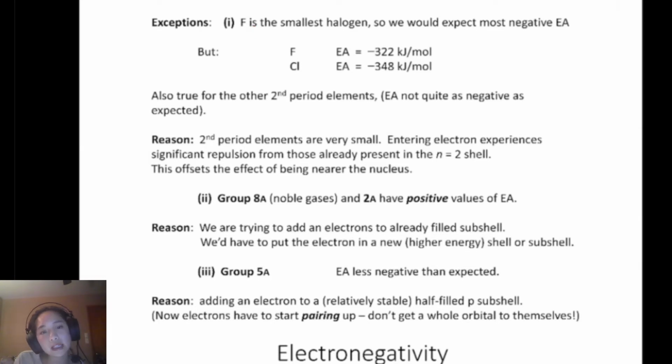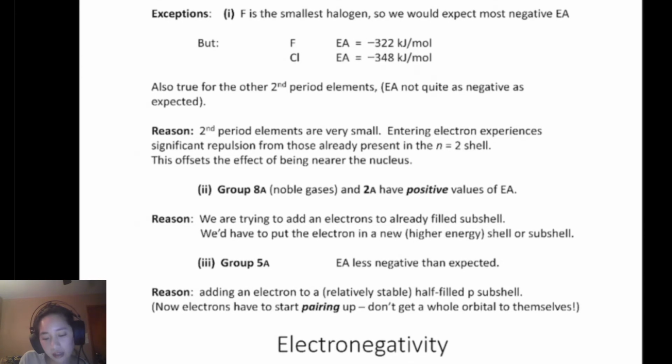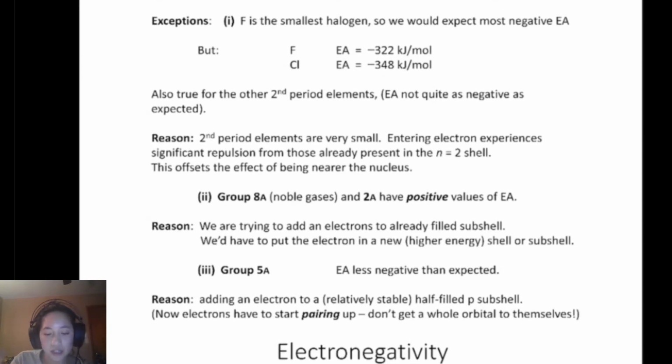So fluorine is the smallest halogen, so you would think that bringing an electron to that halogen, since it's the smallest, would result in the most energy stability, and then that would give us the most negative electron affinity, but that's not the case. If you look at fluorine and chlorine, chlorine to become a chloride actually has the most negative electron affinity.